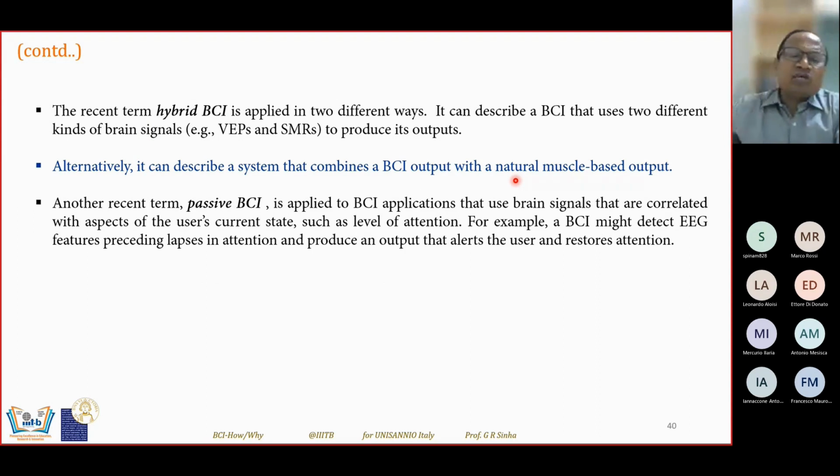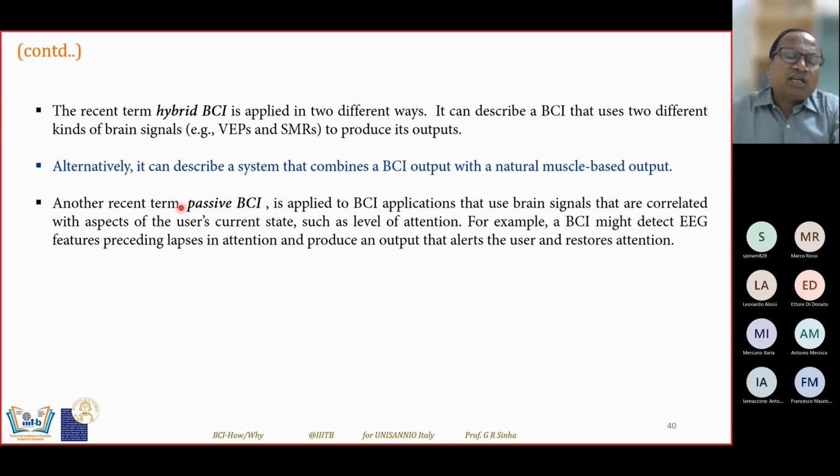There is one more term, which is not active but passive BCI, which is applied to BCI applications that utilize brain signals correlated with some aspect of the user's current state. An example will help you understand what passive BCI is. A BCI might detect EEG features preceding lapses. I think I've already talked about this one. There is a lapse in attention. I have given one example of driving also, or prolonged activity, where attention loss may occur, so that lapse can be recorded.